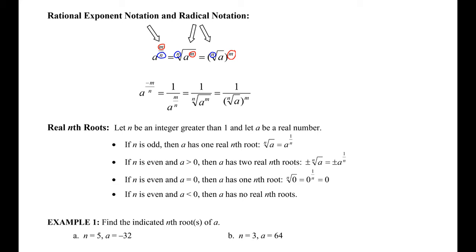For real nth roots, you can let n be an integer greater than 1 and let a be a real number. If n is odd, then a has one real nth root. If n is even and your a value is greater than 0, there will be two real nth roots. If n is even and a is equal to 0, then there will be one nth root. And if n is even and a is less than 0, then a will have no real nth roots.